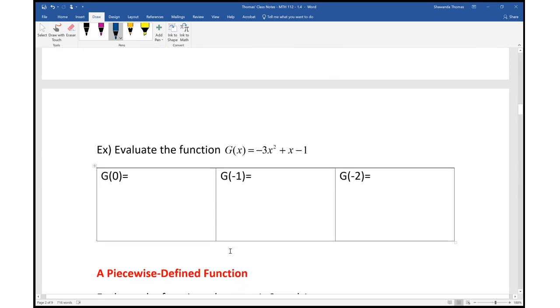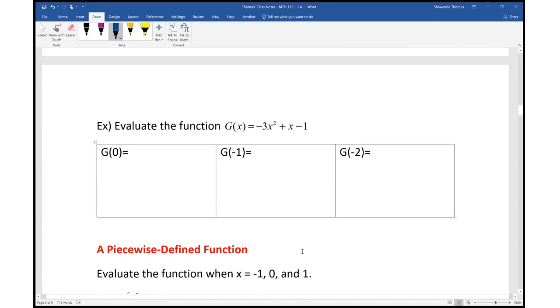Let's switch to another function. This function is the g of x function. It is equal to -3x squared plus x minus 1. This is a quadratic function. How do we know? The degree is 2. Degree is the highest exponent.